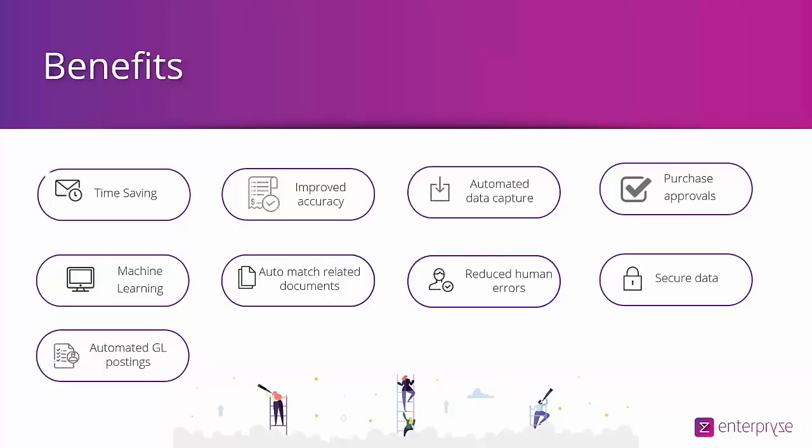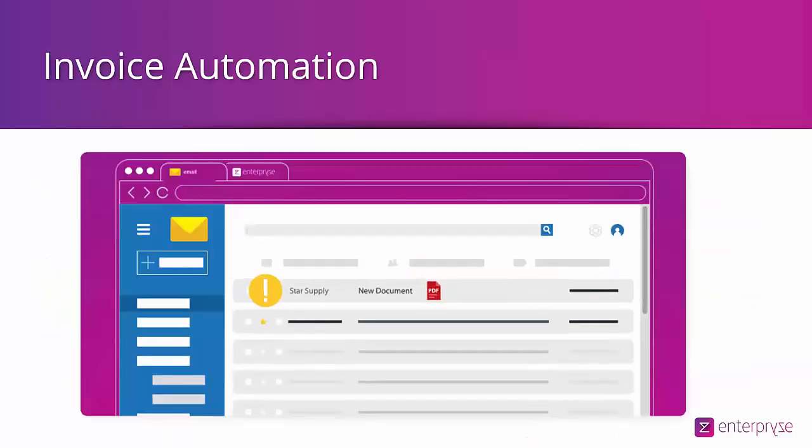Automatic matching to related documents. So if you have open orders and open deliveries, it can auto match against open transactions, or you can switch and change to a different transaction. So you have control at all times. You can see there are so many benefits to using the invoice automation.